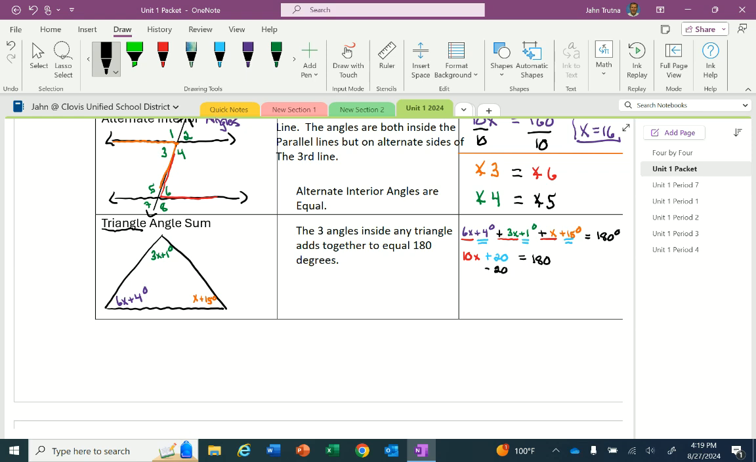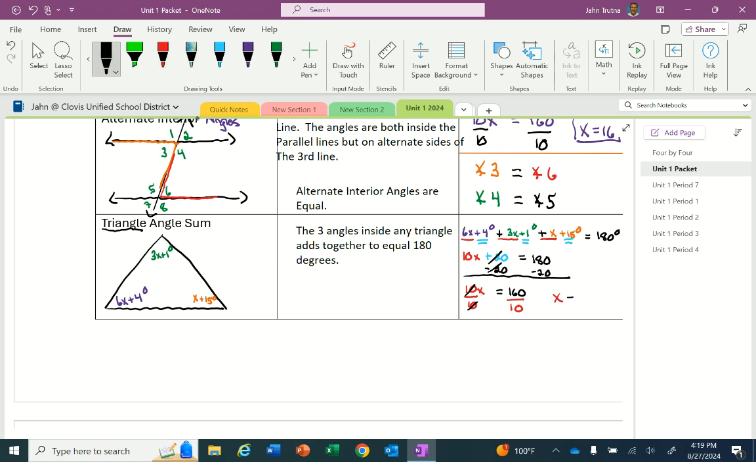And then I solve this equation in 2 steps. Step number 1 is minus 20 from both sides of the equation. After the 20s cancel out, my new equation would be 10x is equal to 160. And then my last step in solving this equation is I would divide both sides of the equation by 10. And after the 10s cancel out, I get x is equal to 16.